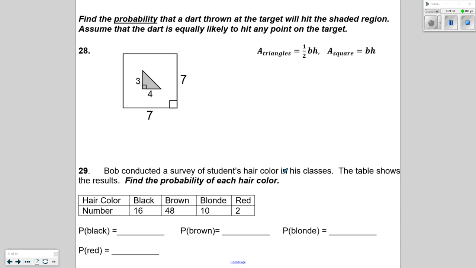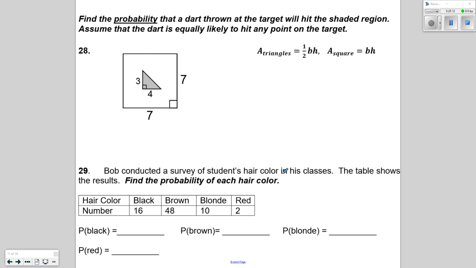So you can see how some of these will get a little tricky. We're almost there, but we're not done yet. Let's take a look at 28. This problem, now we're talking about geometric probability. So it says, find the probability that a dart thrown at the target will hit the shaded region. Assume that the dart is equally likely to hit any point on the target. So there's a lot of assumptions being made here in this question. We're saying we're good enough to hit that square, and every single place on that square is equally likely to be hit. That's probably a really big assumption there.